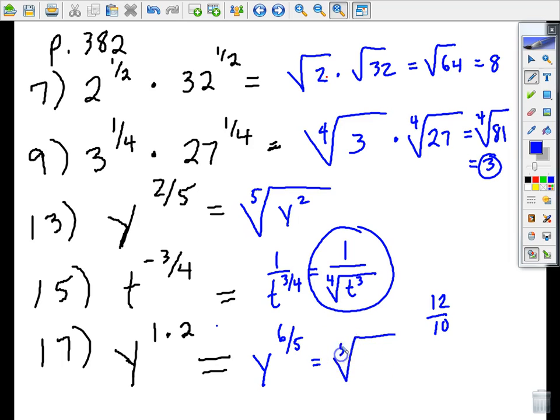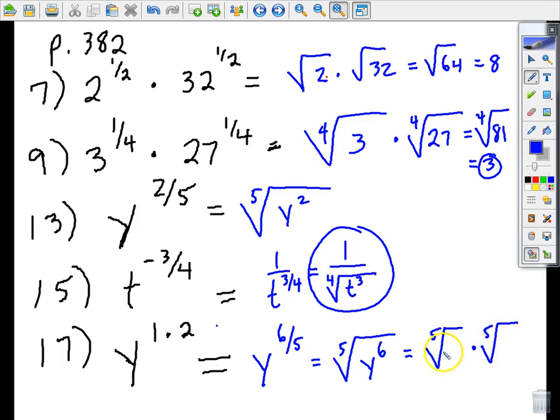Fifth root radical y to the 6th. Okay, the 5th root of y to the 6th. Now, in this case, can we simplify? 5 is lower than 6, so how would we do it? Subtract. So we're going to, sort of like we did in our previous lesson, come up with 2 groups, perfect fifths times not perfect fifths.